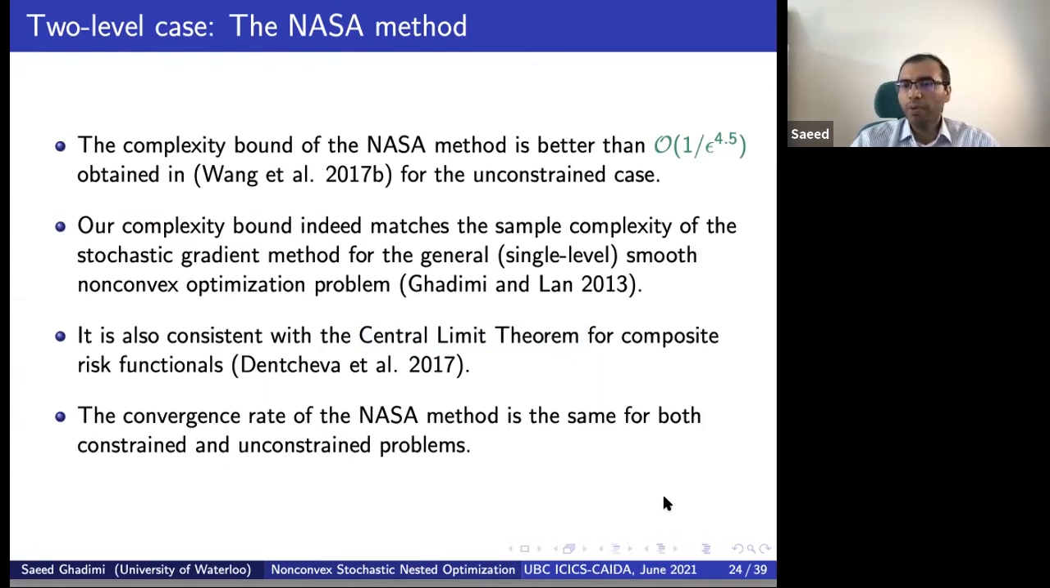And the last point is the convergence rate of this method is the same for both constrained and unconstrained problems. So one common practice for the constrained non-convex stochastic optimization is to take a batch of samples per iteration to reduce the noise associated with the stochastic gradient. For the unconstrained case, you don't need it, but a common practice for the constrained case was to use a batch of samples per iteration. However, this method does not need any batch of samples if the problem happens to be constrained.